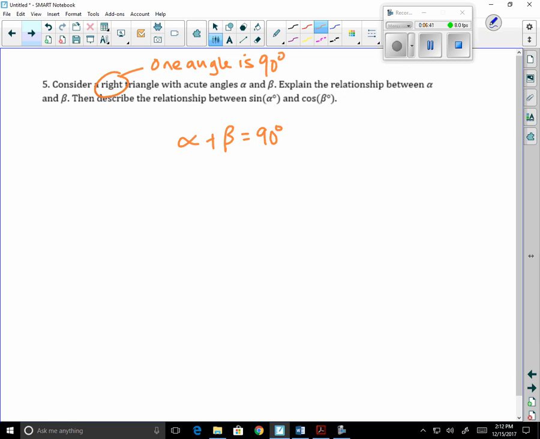And if I have two angles that are complements to each other, the sine of one of them is equal to the cosine of the other.